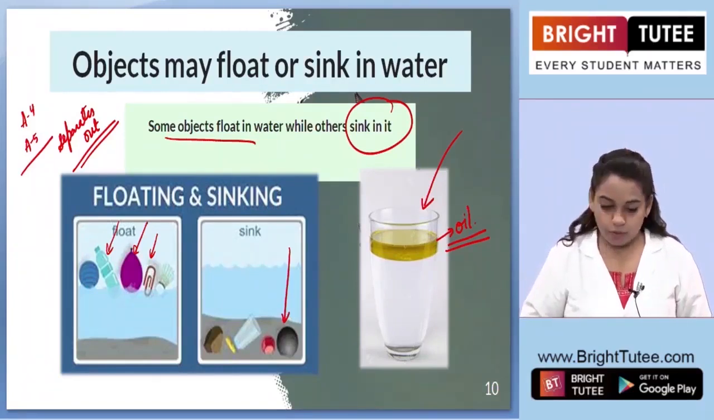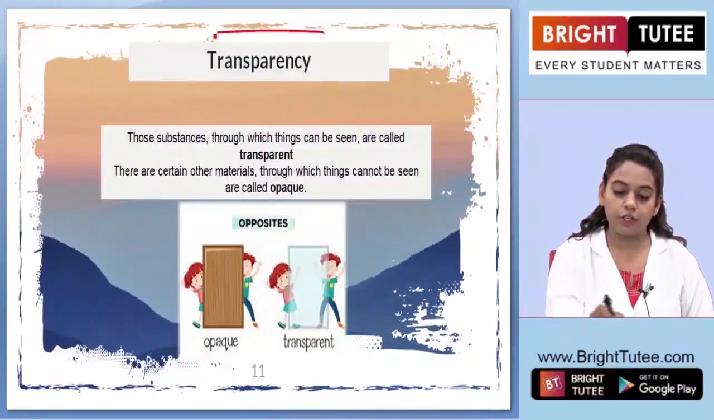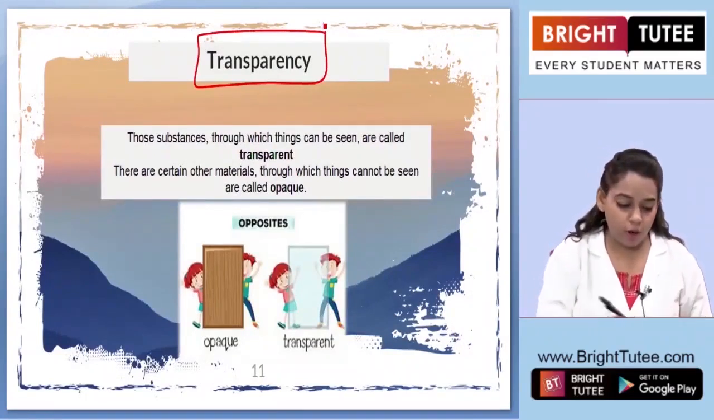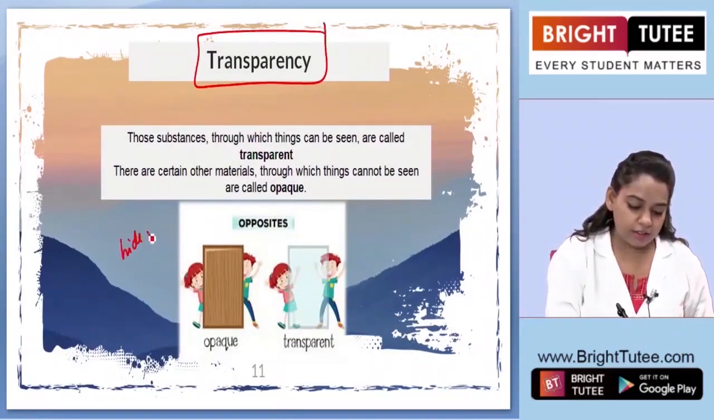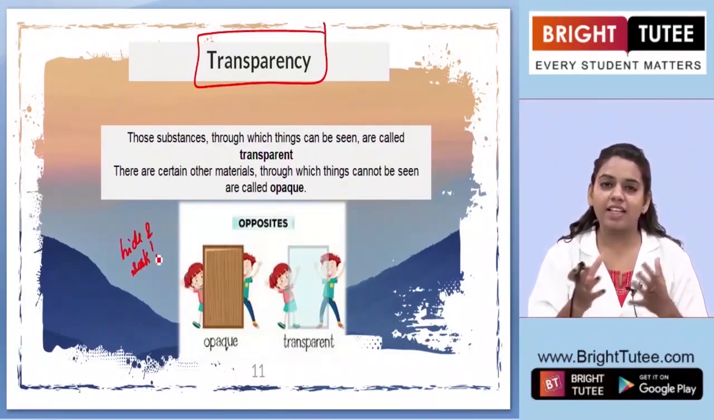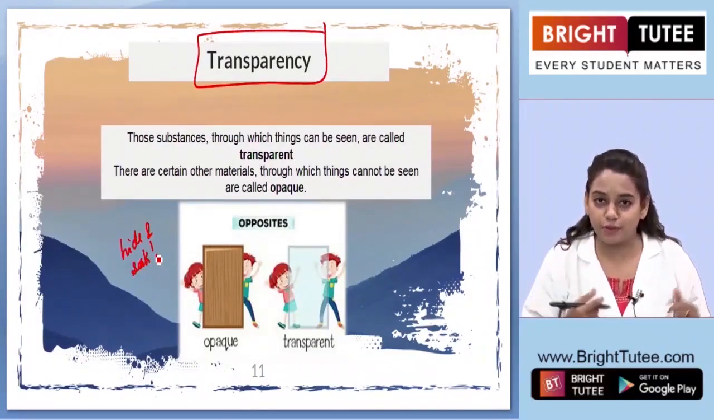So let us now move ahead with the chapter, and we will discuss the property of transparency. Say you have to play a game of hide and seek with your friends. Okay, so where do you prefer to hide? Behind a glass window or behind an almirah which is made up of wood?